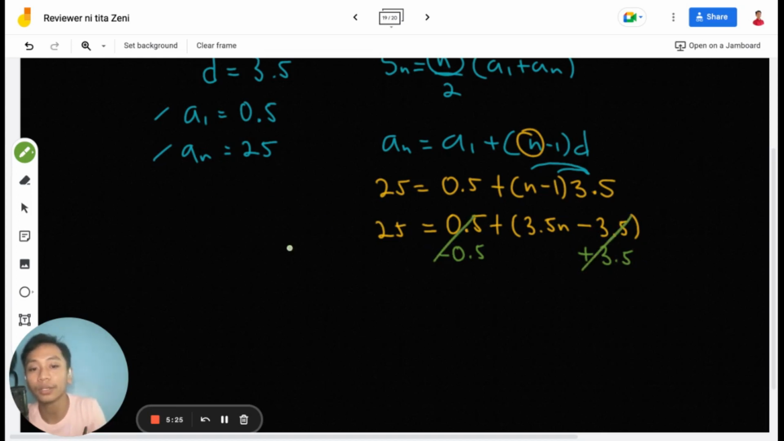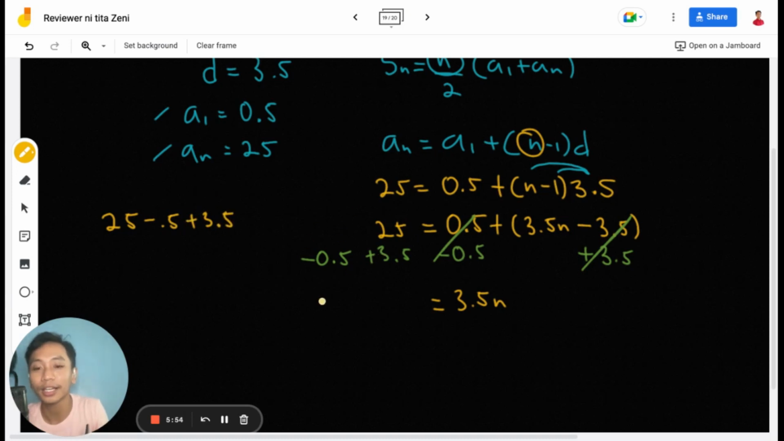0, 0. But you need to do the same thing dun sa kabilang side para equal pa rin siya. Mag-subtract tayo ng 0.5 at mag-add tayo ng 3.5. Ngayon, meron ka na lang 3.5n sa kabila. And then on this side, meron kang 25 minus 0.5 plus 3.5. So, kung gusto mo, isulat mo yun ng horizontal. That's the proper way of writing this.